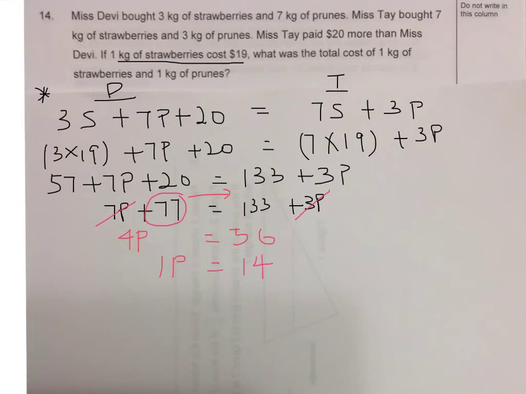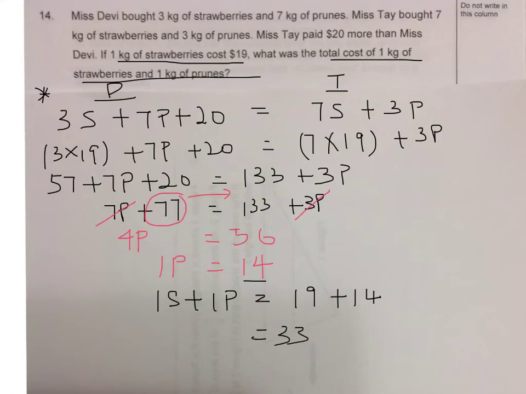And then they ask you what's the total cost of 1 kg of strawberry and 1 kg of prunes. So 1s plus 1p. 1 strawberry is 19. Prunes we just know is $14. So 19 plus 14, answer 33. So question 14, our answer is $33.